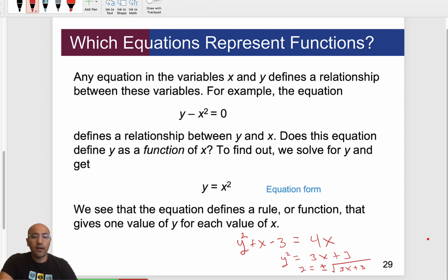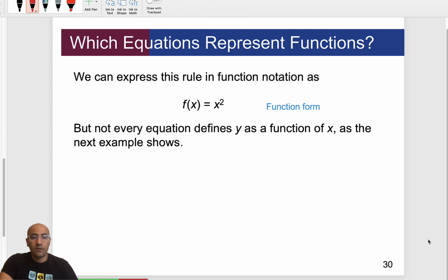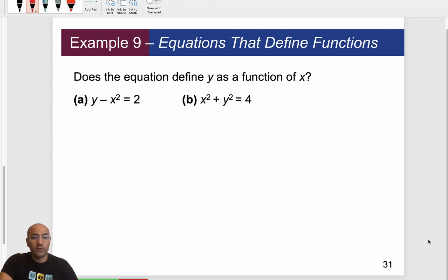Good. So solve for y, and hopefully it'll be clear there whether or not you'll be able to preserve the principle of a function. Good. So not every function works. Okay. So let's look at this example.